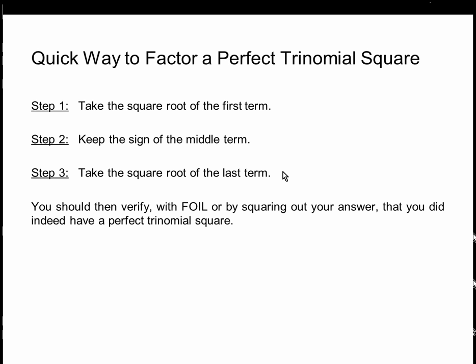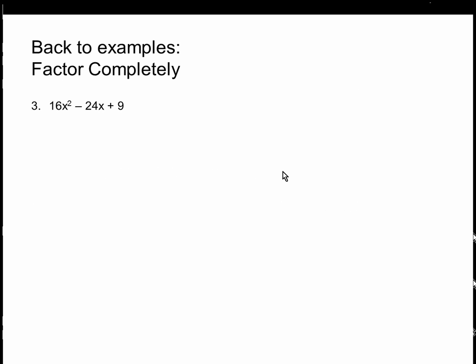Let's try some that way. So back to the examples. This would be example number 3. So I've got 16x squared minus 24x plus 9. Okay, they do have nothing in common. It is in correct order. Okay, 16 is a perfect square. 9 is a perfect square. 16 is 4 squared, 9 is 3 squared.